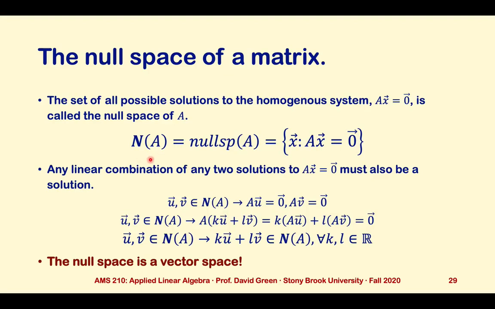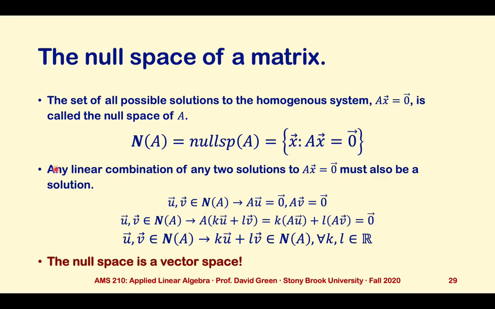The notation we use is often N(A) or null(A). And we can define it as the set of vectors x such that Ax equals 0. This is a conceptual definition, but doesn't really let us do anything with it. Let's dig into the idea of the null space a little more.